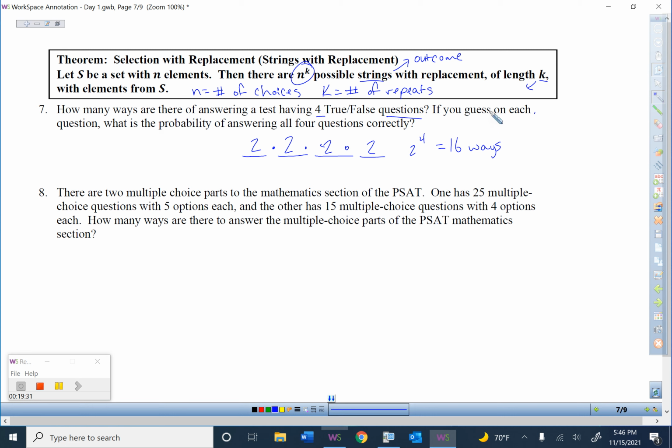To finish this problem, it says if you guess on each question, what's the probability of answering all 4 correctly? Well, now I know my 16 is my total on the bottom. We just have to come up with what this all 4 correct would look like. When we think about answering questions, there's lots of different ways to do it when you're guessing, but of those lots of different ways, there's only one that's correct. When I'm filling out my answer key, there's only one way to do it all right. So all right or all wrong, there's only one way.